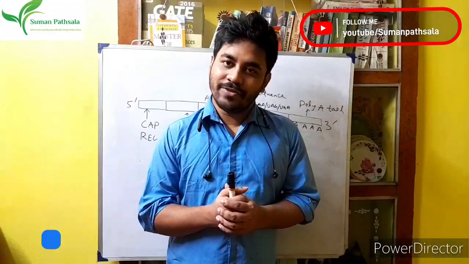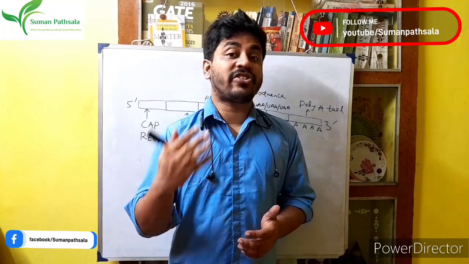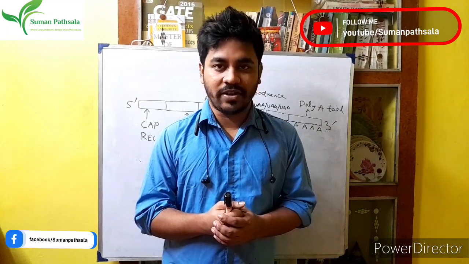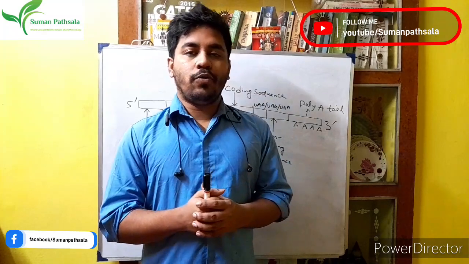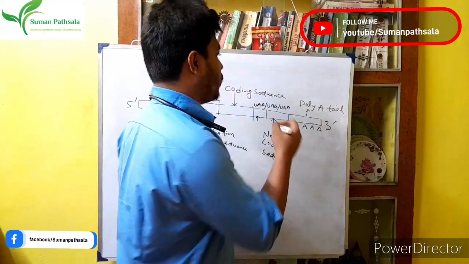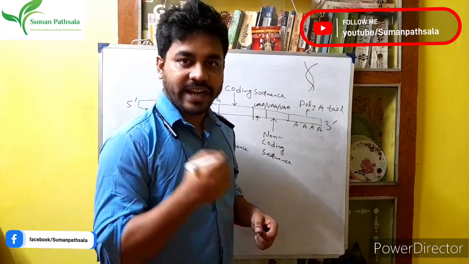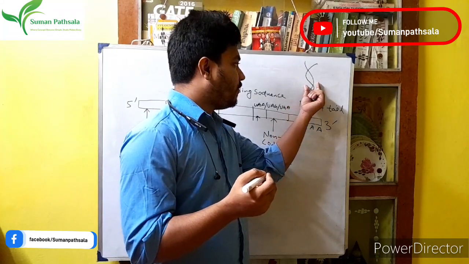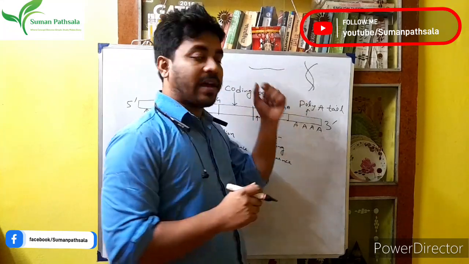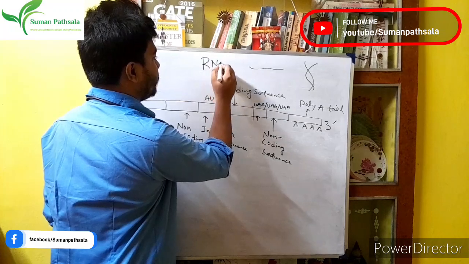So let's start from the beginning. In the previous video we discussed the structure of DNA, right? What are the properties of DNA? We all know the DNA is a double-stranded structure, right? That means it's composed of two strands. But today we discuss the single strand, which is called the RNA.